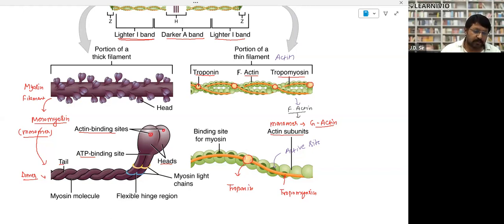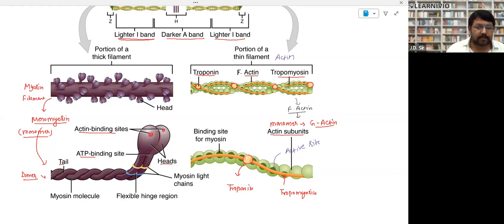Now come to myosin. Myosin is made up of multiple myosin monomers. The monomer of myosin is meromyosin. A meromyosin is a dimer, meaning it is made up of two protein structures. These two remain entangled with each other like two snakes entangled together. This part is called the tail part, this part is called the neck part, and this part is called the head part.